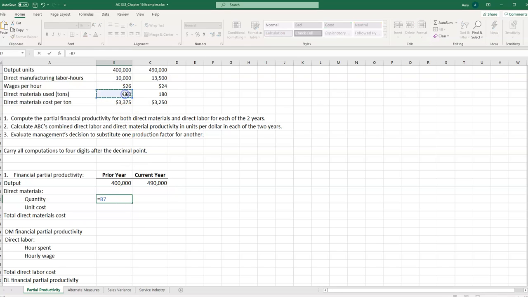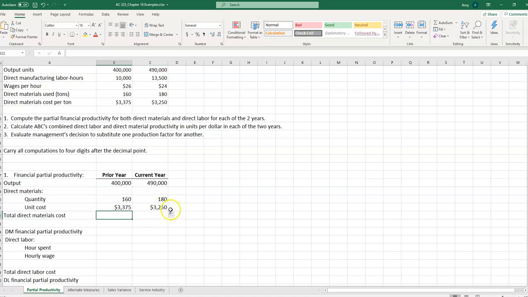So we used 160 tons at a cost of $3,375 a ton. And in the current year, we used 180 tons at a cost of $3,250 a ton. So we take the quantity of tons times the cost per ton to get our total direct materials costs. Our financial partial productivity for direct materials is output and total direct materials. So output divided by the input of direct materials.